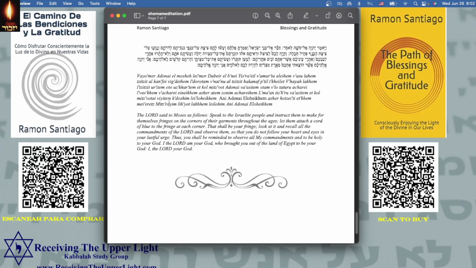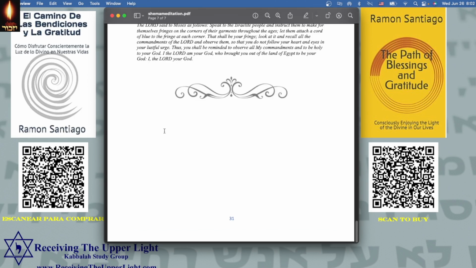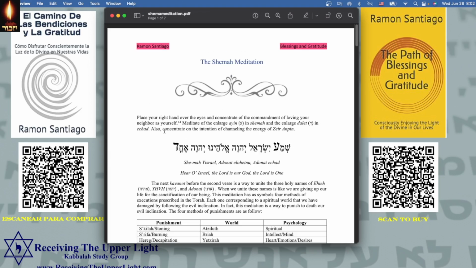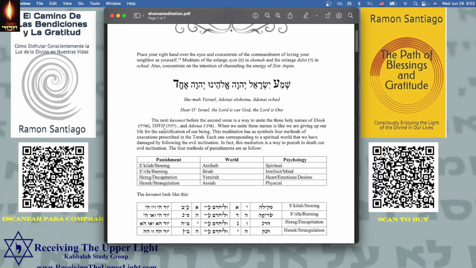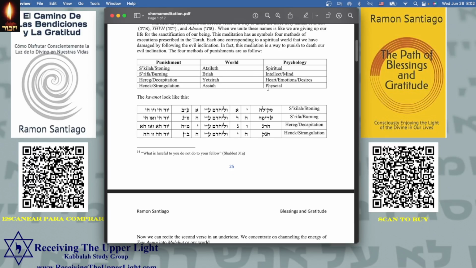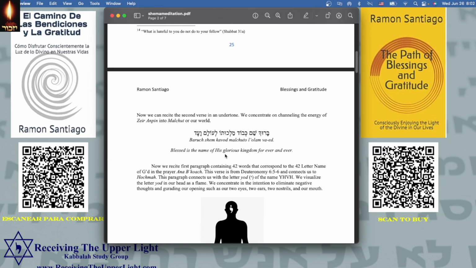And then we recite this last paragraph, which is Vayomer Adonai el Moshe lemor daber el bnei Israel ve'amarta alechem ve'asu lachem tzitzit al kanfei gedayechem, etc. So that's basically the meditation on the Shema, where we're meditating on the Shema, the Ve'ahavta and these paragraphs after the Shema, and we are correcting all these aspects of our being: the physical, emotional, intellectual, and spiritual. And that's why we do this symbolism.